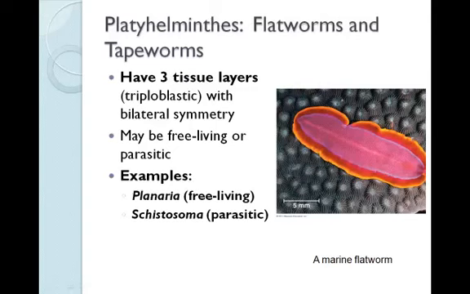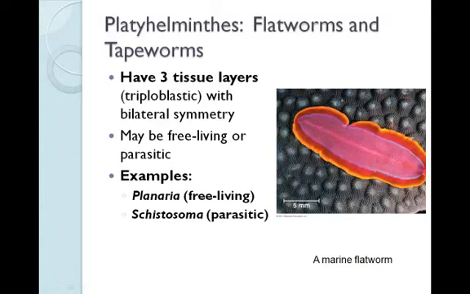Now we'll turn our attention to the phylum Platyhelminthes, the flatworms and tapeworms. This group of animals has three tissue layers and bilateral symmetry. The flatworms and tapeworms may be free-living, such as this beautiful marine flatworm, or they may be parasitic, meaning that they spend much of their life living in or on another animal.